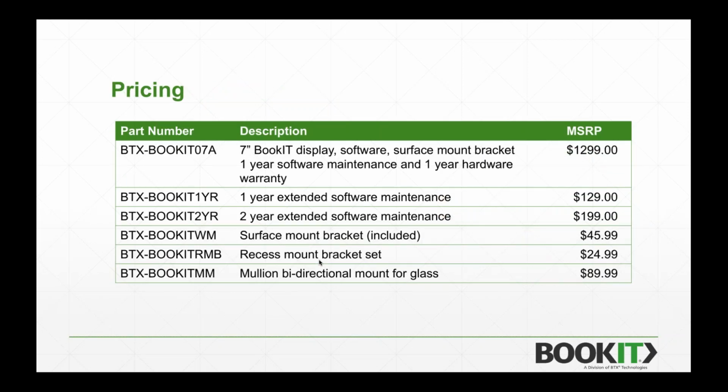This is the pricing that's out there. We do offer the Bookit display that gets you the display and the software, a surface mount bracket, and 1 year of software maintenance. So the license is perpetual, but in order to get updates, bug fixes, feature enhancements, and new features, you would need to continue to purchase software maintenance. We offer that in 1 and 2-year packages, as you can see right below this, but you do get 1 year free. You can buy extra surface mount brackets if you wanted to, and of course you can purchase the recessed mount bracket and the mullion mount bracket for glass mounting.